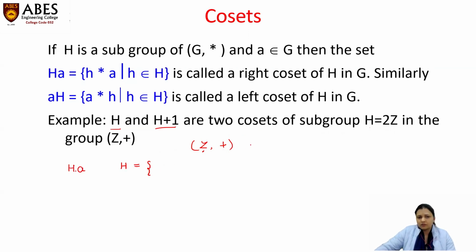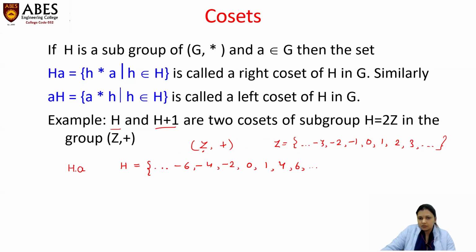We can write Z as ..., -3, -2, -1, 0, 1, 2, 3, ... till infinity. This is Z. Then what will be H? H is given as 2Z. So H can be written as ..., -6, -4, -2, 0, 2, 4, 6, .... This is H.